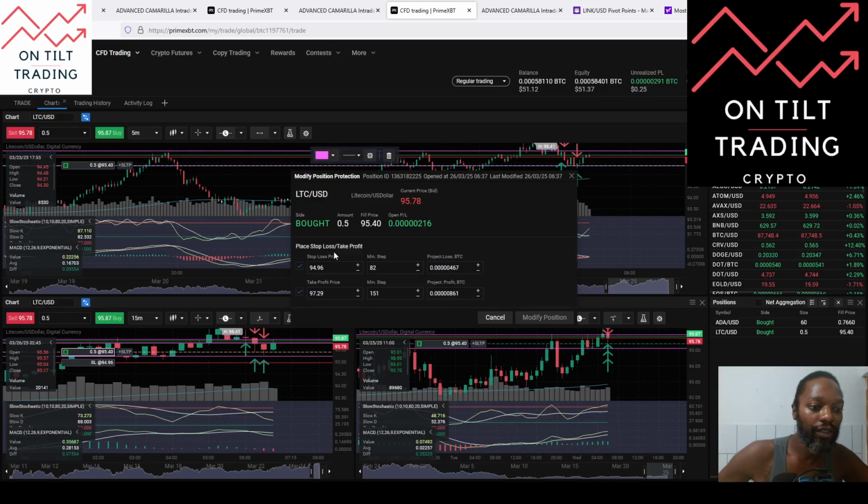Okay, so my entry is 95.40, stop at 94.96. So it's this candle that I made the stop based off of. This is 95.06, the spread is 9 cents, so I gave it 10 cents, gave it an extra cent, and my take profit is 97.29. So from 95.40, I was getting a 4 to 1 or potentially a little better.